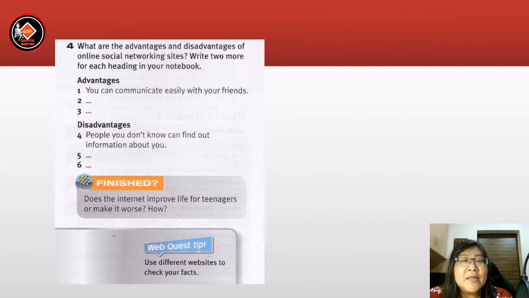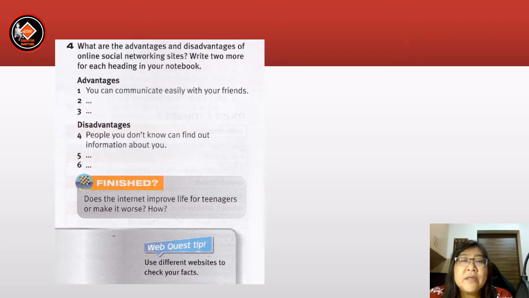Dear students, what are the advantages and disadvantages of online social networking sites? Write 2 more for each heading in your notebook. So we have here advantages and disadvantages. The first answer is given for advantage. You can communicate easily with your friends. And for disadvantage, you have people you don't know find out information about you.